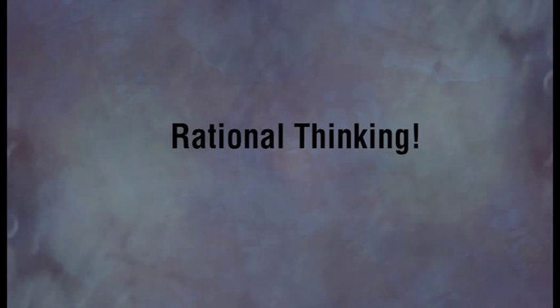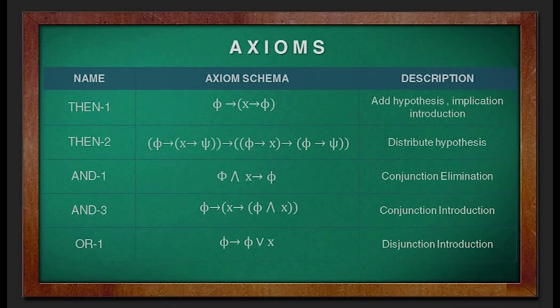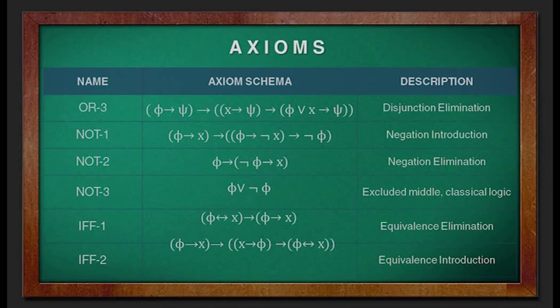Since then, through the years, many famous mathematicians have contributed to the classical logic. The following are the axioms in classical logic, from which inference rules are applied to derive many other proofs. Here is a quick look at the axioms that are used. Don't be frightened, only a few are relevant to our discussion in the later part of the video. For example, the law of excluded middle and the double negation elimination.